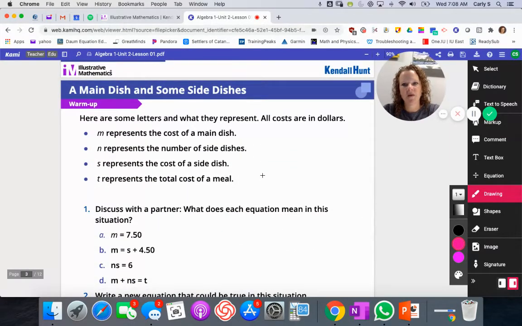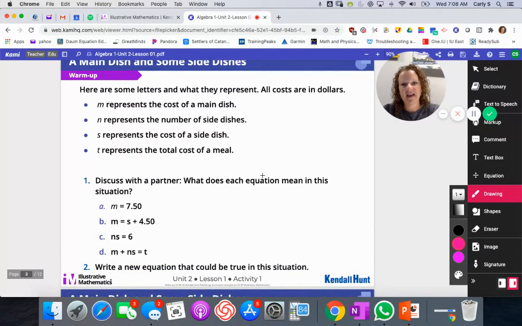All right, so for our warm-up, here are some letters and what they represent. All costs are in dollars, okay? We're in the US, we use dollars. M represents the cost of a main dish. N represents the number of side dishes, like breadsticks or salad or meatballs, mozzarella sticks, whatever you would get on the side of a pizza party. S represents the cost of a side dish, and T represents the total cost of a meal.